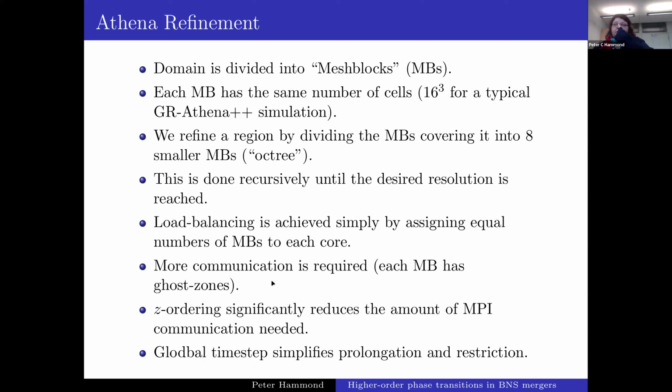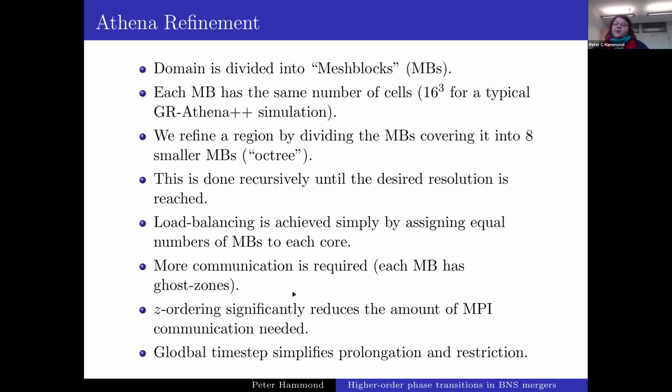This does introduce a lot more communication. So each mesh block has its own ghost zones. So this means there's a lot of stuff that needs to be, the mesh blocks need to talk to each other. But we do something called Z ordering. I will show a diagram of this in a second as well.